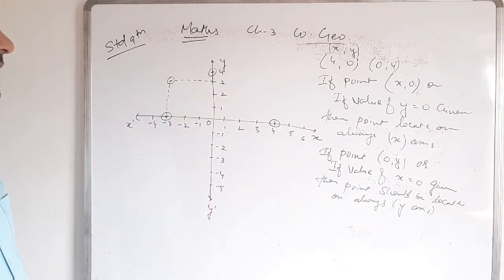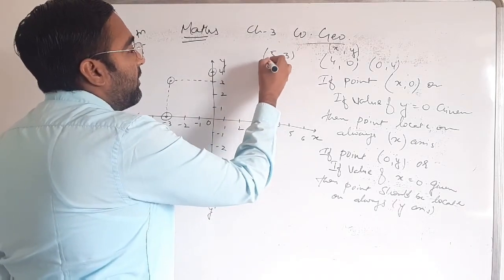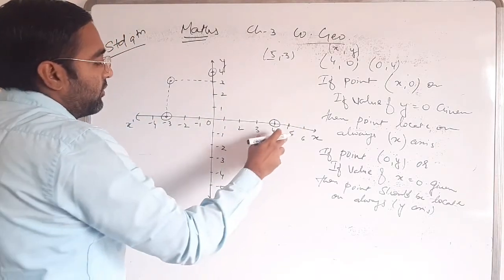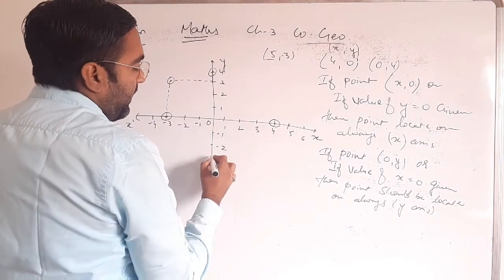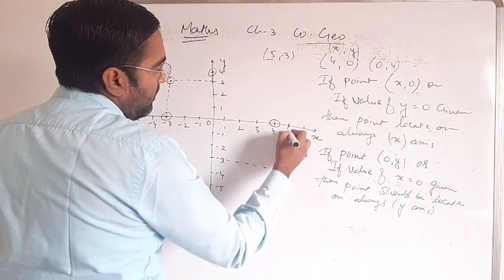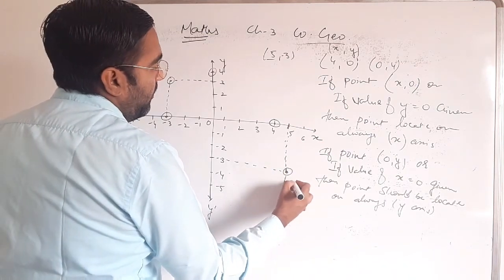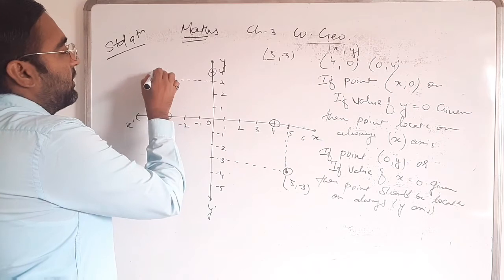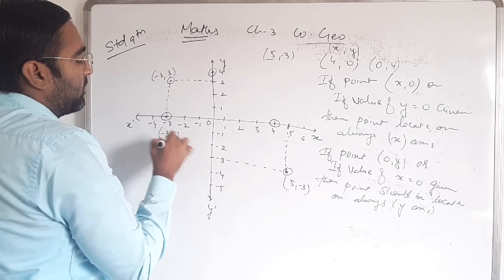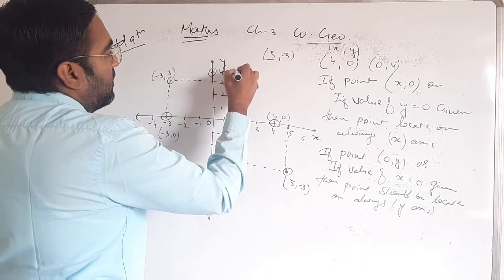Next one is 5 comma minus 3. The value of x is 5 and the value of y is minus 3. So 5 comma minus 3 is located here. So 5 comma minus 3 is here, minus 3 comma 3 is here, minus 3 comma 0 is here, 4 comma 0 is here, and this one is 0 comma 4.